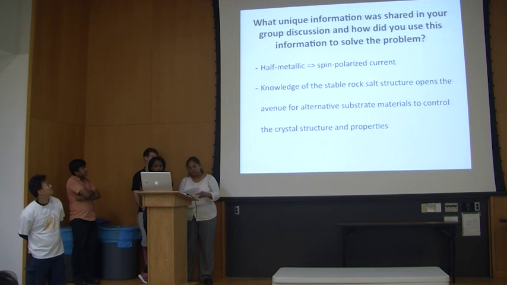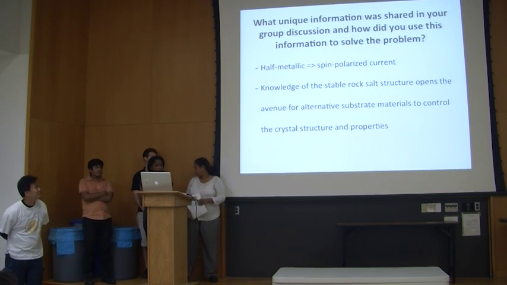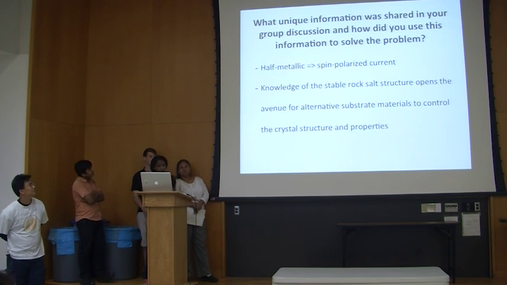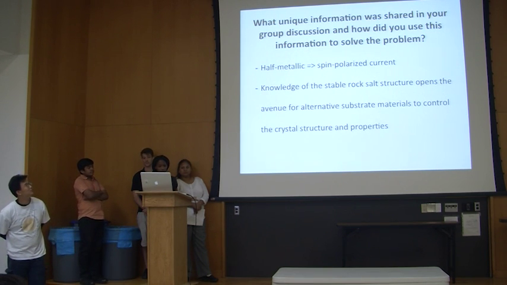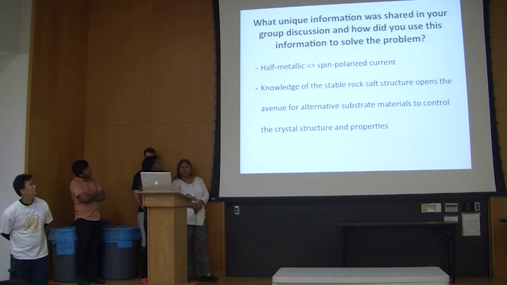What unique information was shared in your group discussion, and how did you use this information to solve the problem? Half metallic spin polarized current. Knowledge of the stable rock salt structure opens the avenue for alternative substrate materials to control the crystal structure and properties. So we did discuss that the rock salt structure was actually better in the first slide. So that was part of the information that we used for the problem solving.